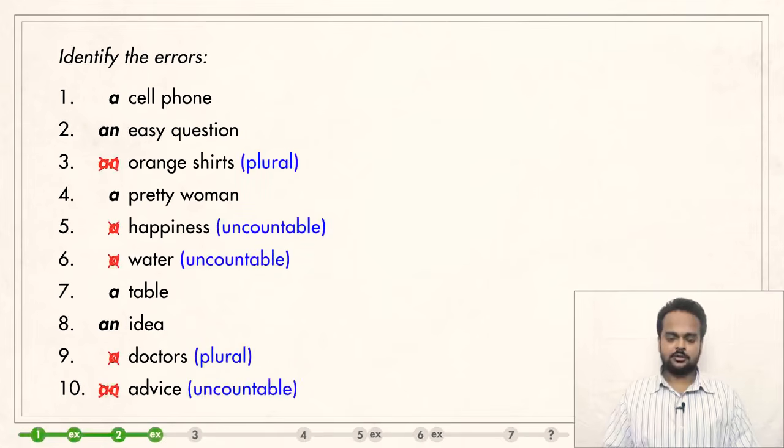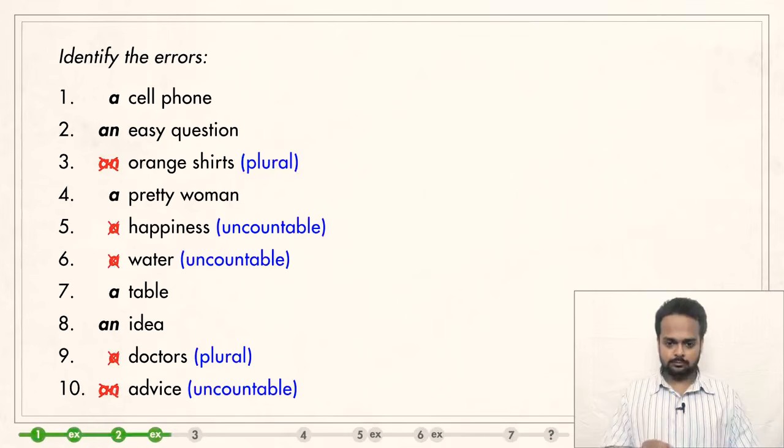Okay, here are the answers. Number 3 is wrong because shirts is a plural and you cannot use a or an before a plural noun. Number 5 is wrong because happiness is uncountable. So again, a or an cannot be used there. The same goes for number 6.